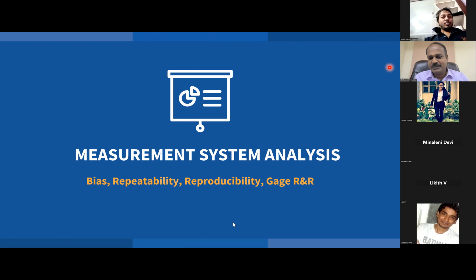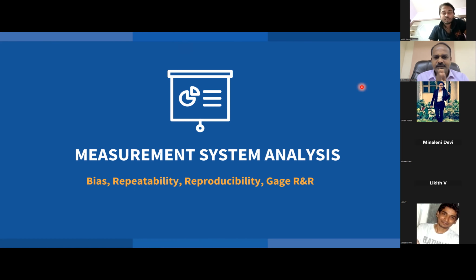All right. So we have to check our measurement system, just like a checkup of our eyes. So, measurement system analysis. To understand whether your measurement system is good or bad, you should understand bias, repeatability, reproducibility, and then gauge R&R. Repeatability, reproducibility, and gauge R&R are connected, and bias is one side. Just now we spoke about bias, isn't it?